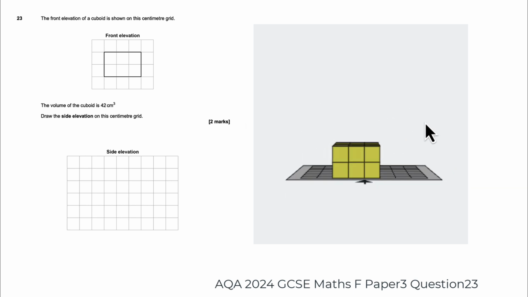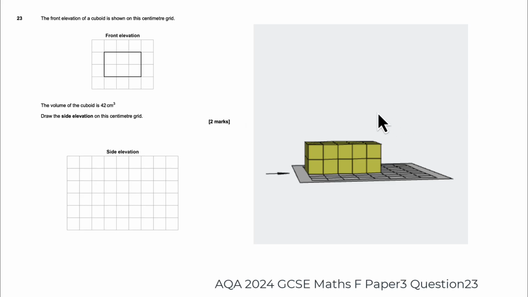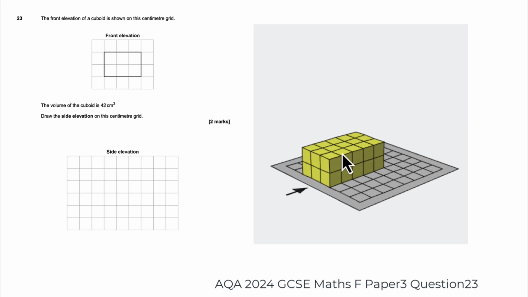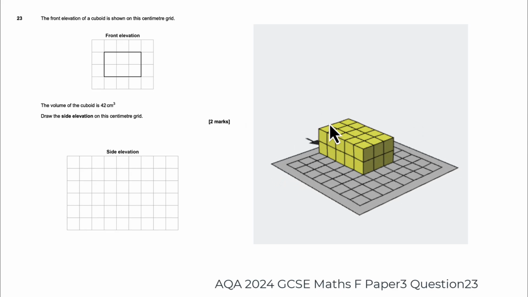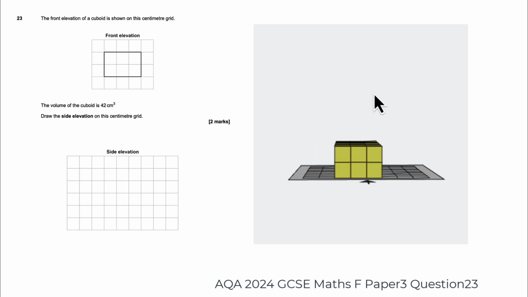Now let's check the front elevation, still the same. Side elevation's a lot longer. What's the volume of this? Well, let's count slices of 6. 1, 2, 3, 4, 5 sixes are 30. Not enough. If we add another 6, that's 36. And finally another 6, that would give us our volume of 42. So there's the front elevation.